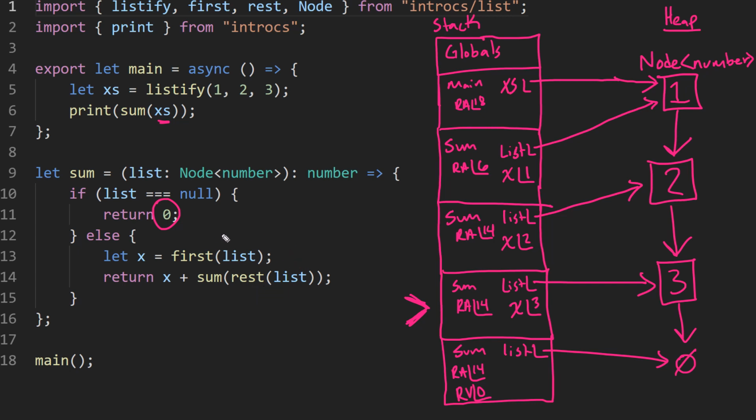And so 0 was the value of summing the rest of the list when the rest of the list was null. And now we have to evaluate, well, what is x plus 0? Well, what is x? In this frame, which is the current frame we're working in, because remember, it's the lowest on our stack that hasn't yet returned a value, x's value is 3. So what we're going to return here is 3 plus 0, or 3. So the return value is 3.